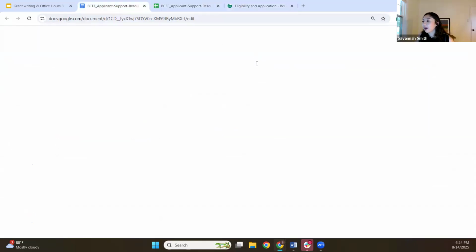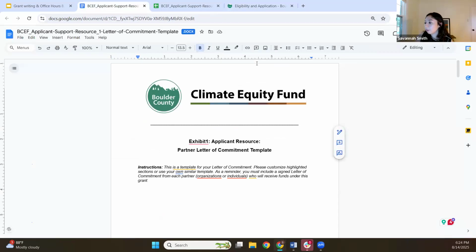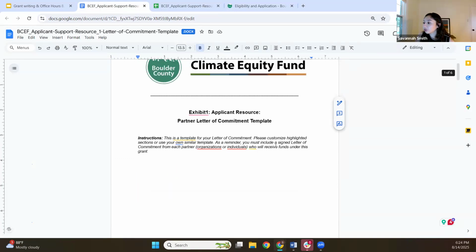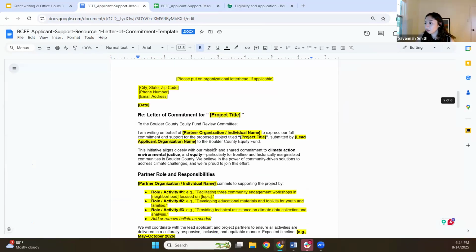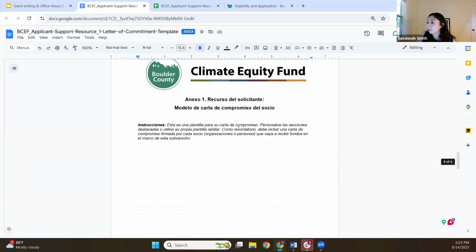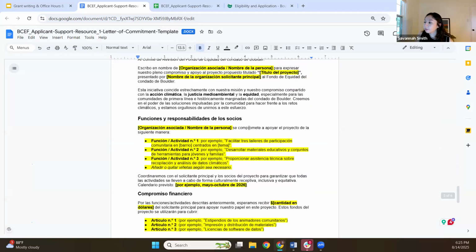And then we also have the partner letter of commitment template. So this gives instructions here. It says the highlighted sections are for you to fill in. So here you would place your letterhead and contact information for the partner, and then you can just fill this in. If you scroll to the bottom, the template is also in Spanish.